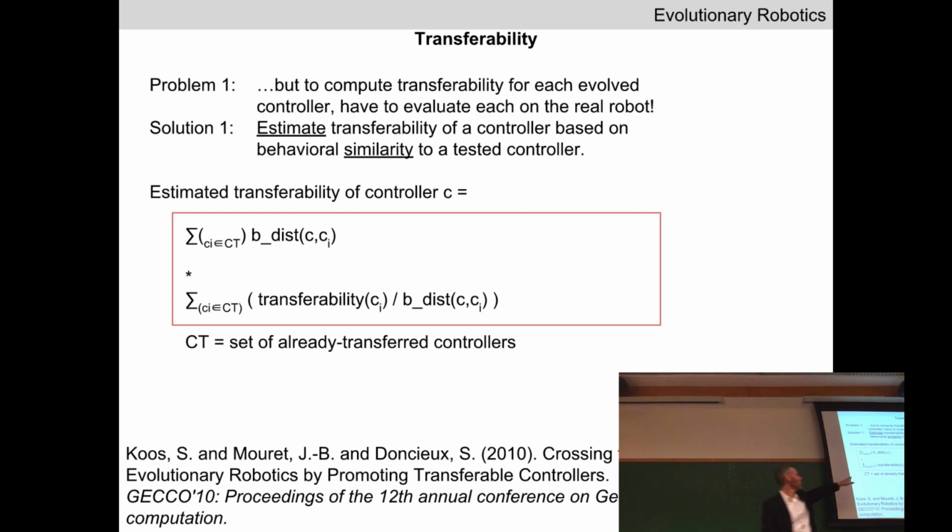At the end, we've done this computation for each C in the population, and whichever C has the highest value, that's the one that we send to reality, right? Given all the experiences we've collected from the physical robot, given all the controllers that we have in CT, we make an estimate about how well we transfer, and away we go. Okay.